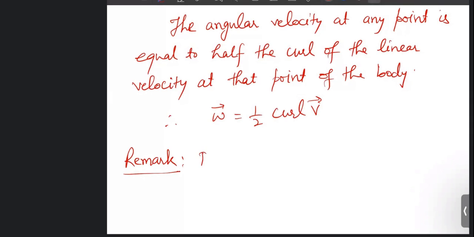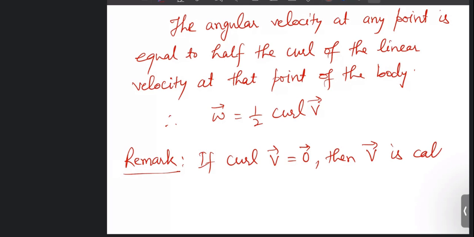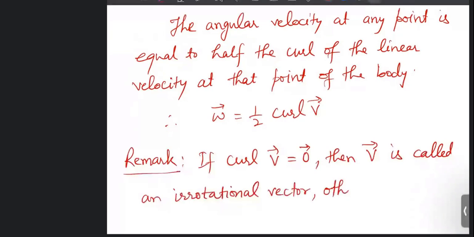It means if curl of v is equal to a zero vector, because cross product of two vectors is a vector, then this v is called an irrotational vector, otherwise rotational.